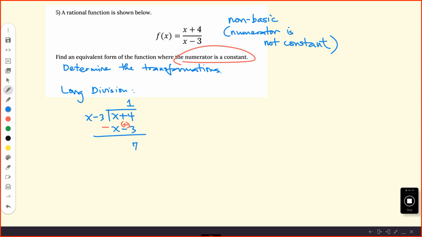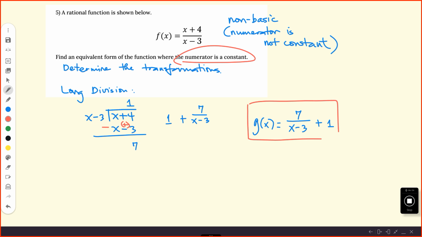So remember, you can write this as 1 plus 7 over x minus 3. So the new function would be, I can write it in this form. We're going to start with this and then plus 1. So that's 7 over x minus 3 plus 1. Okay, so this is going to be our new function, or the equivalent function based on that. Right? So we converted the non-basic to a basic one. Now we have the numerator, which is constant. Right?